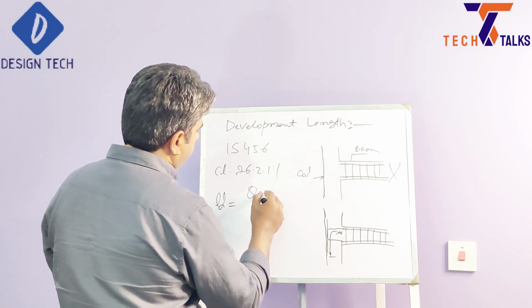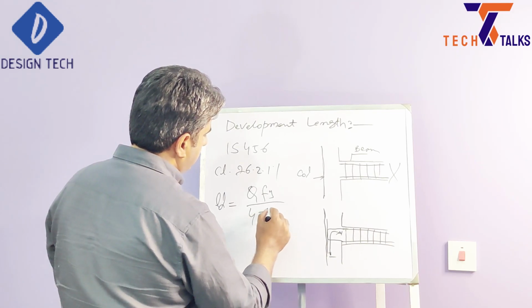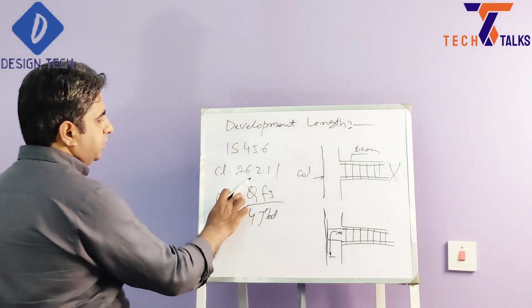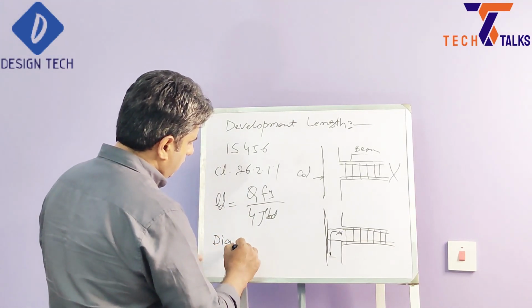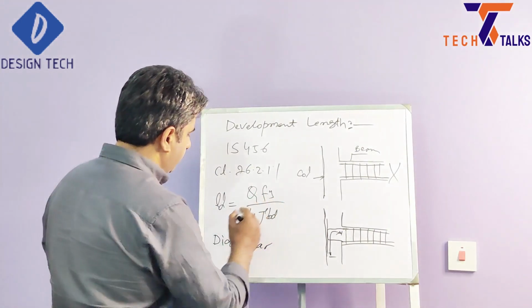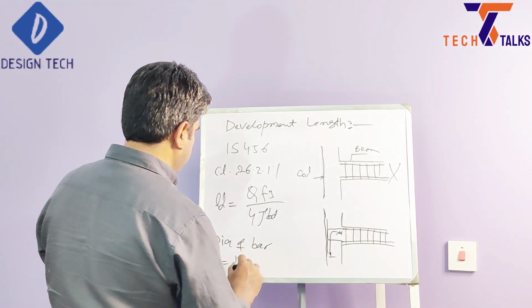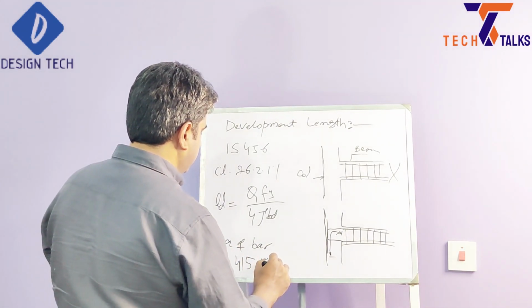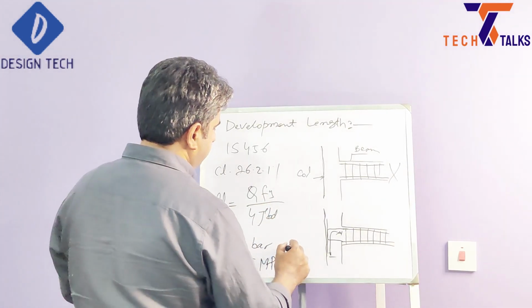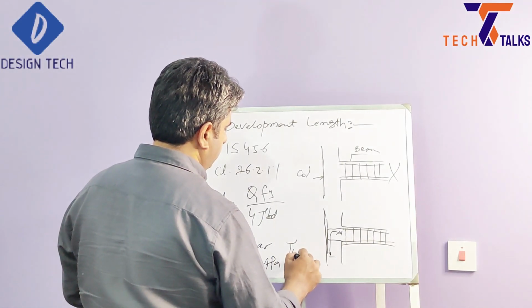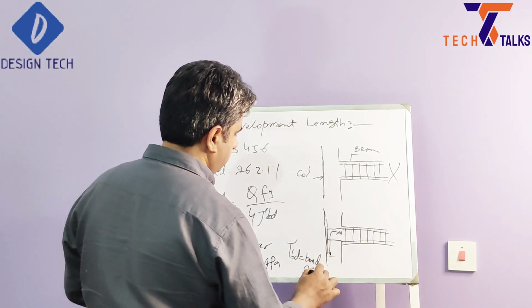its formula is LD is equal to phi Fy over 4 TBD. In this formula, phi is dia of bar, Fy is yield strength of reinforcement, which is 415 Newton per millimeter square (MPa), and TBD is equal to bond stress.